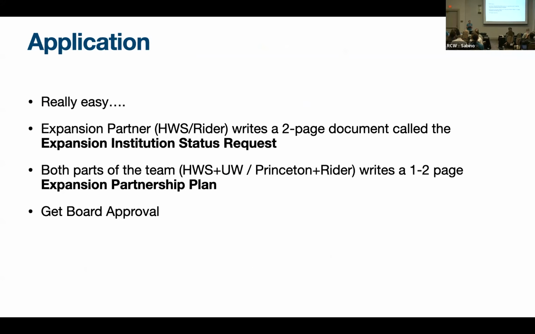And the application is really easy. It's a 1-2-page document that I wrote. It's called the Expansion Institution Status Request. And then I got together with my partner institution and wrote a 1 to 2-page expansion partnership plan. And then we asked the LSSTDA board for approval. And then it didn't take very long. It took 6 months or a few months. And then we were approved, and now we're part of the program and get all the benefits and try to meet our goals.